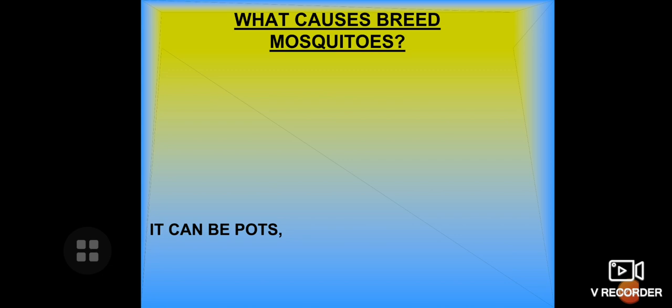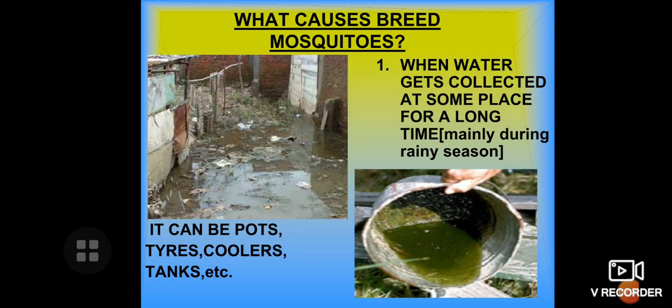What causes mosquitoes to breed, meaning how the number of mosquitoes increases? How do the mosquitoes lay eggs? Where do they find it comfortable to lay their eggs? So this is the place where they are laying their eggs: when water gets collected at some place for a long time, and that is mainly during the rainy season or the monsoon season. It can be pots, tires, coolers, tanks, etc.